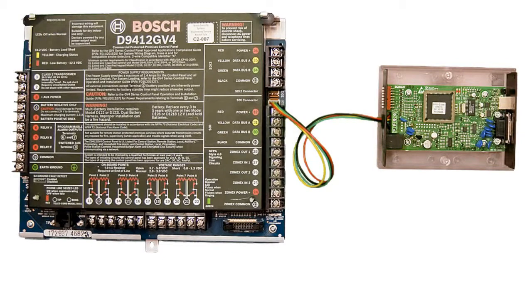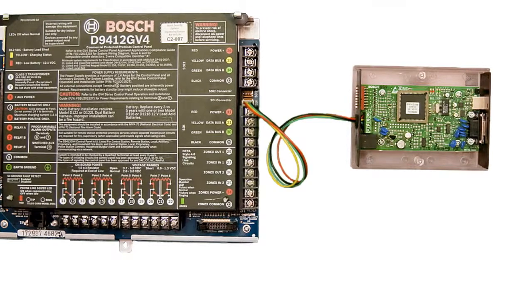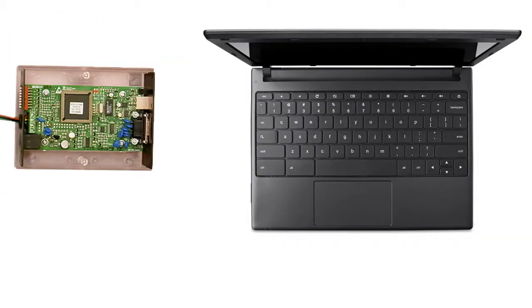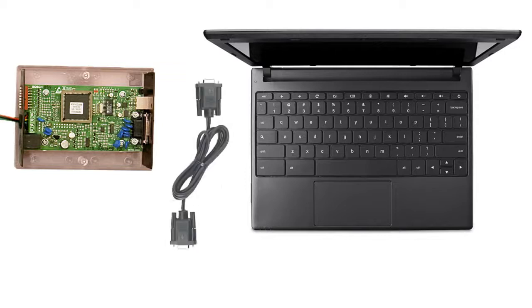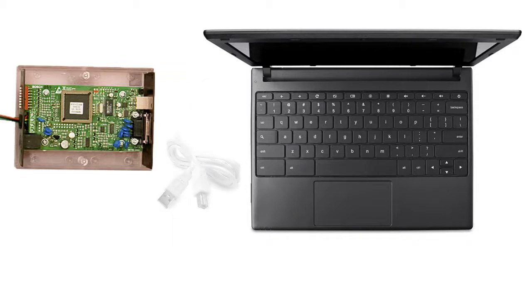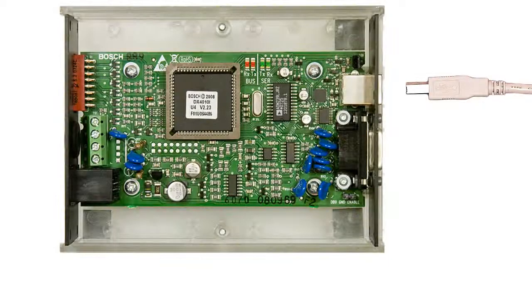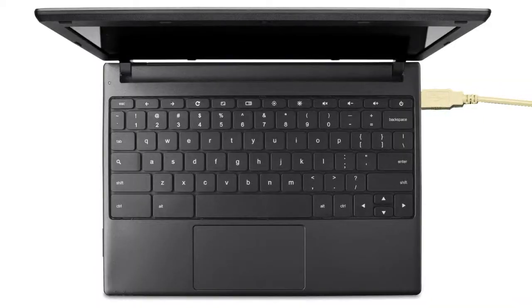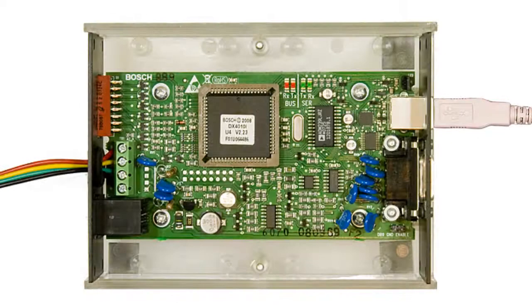Finally, we'll need to create the hardware connection between the DX4010V2 and your RPS host computer. Again, there are a couple of ways to do this. You can either use a null modem serial cable, or you can use the supplied USB cable. Since many computers no longer come with a serial input, we'll use the USB connection for our video. Okay, that completes the hardware configuration.